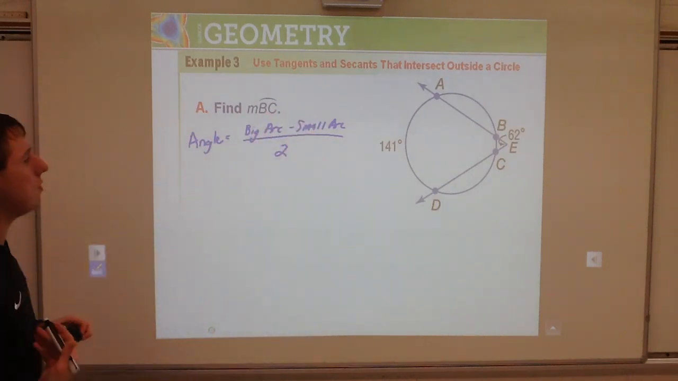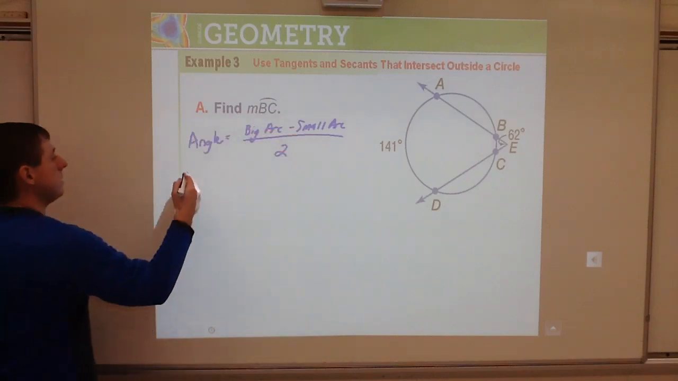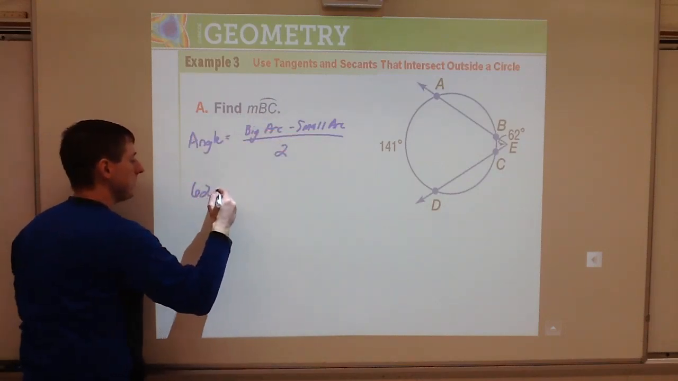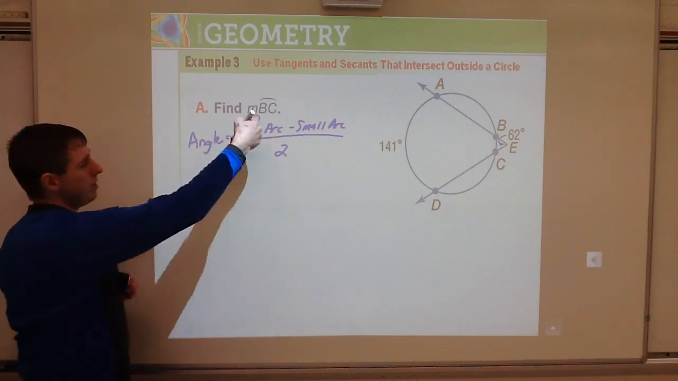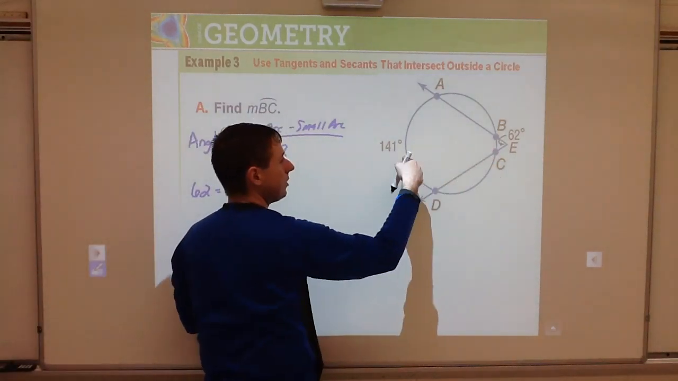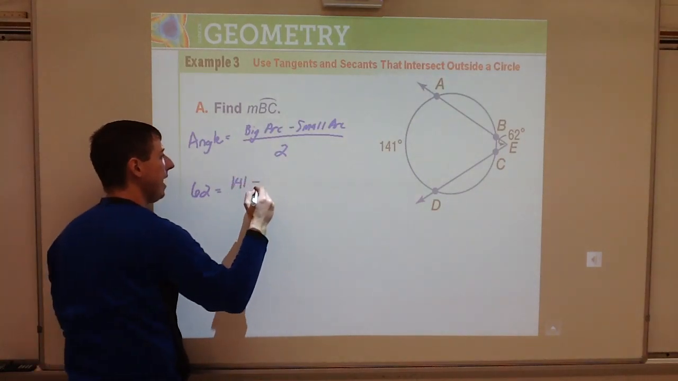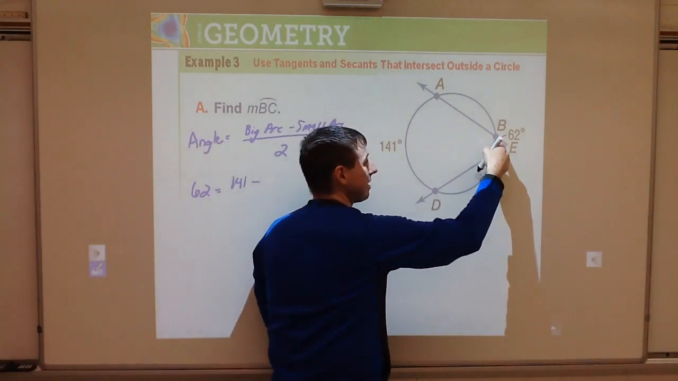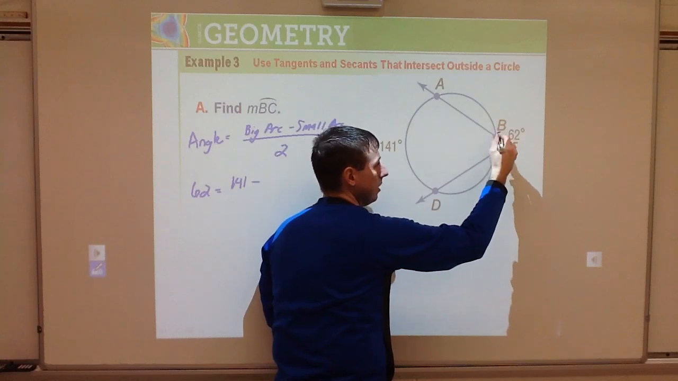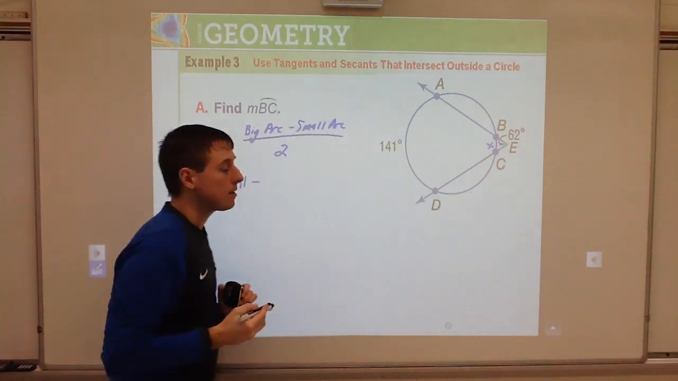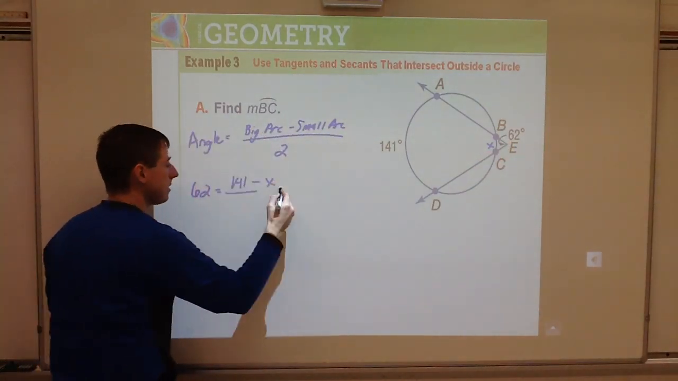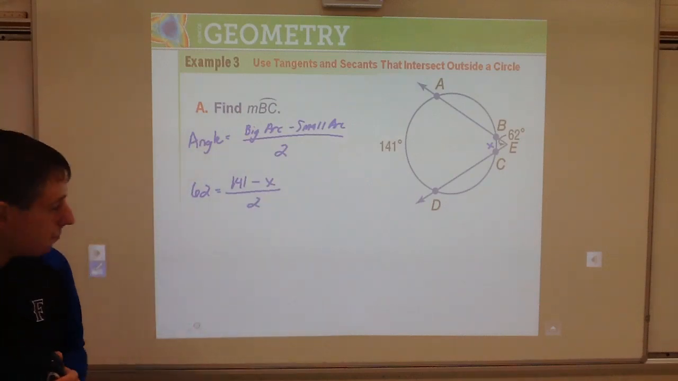So here we go. The angle is 62 degrees. So we'll get 62 equals big arc. The one farther away is your big arc, so that'd be 141. Minus my small arc, which is the thing I don't know. This part right here. So I'll put a little x right there. That'll be my x. So 141 minus x, and then divide by 2.